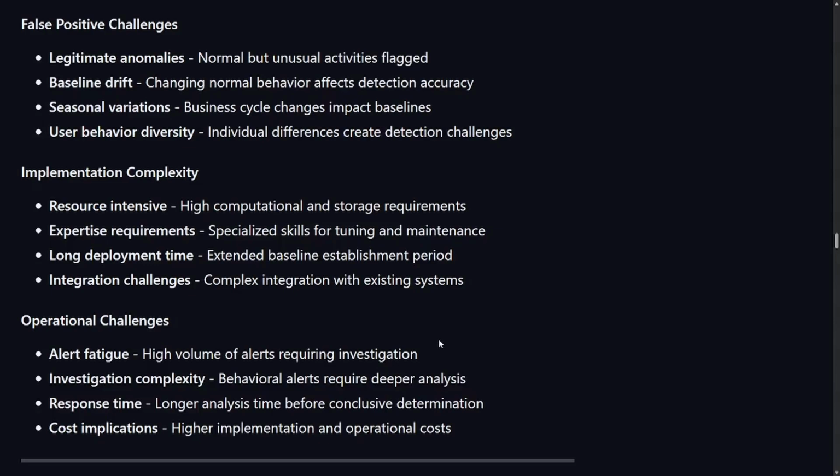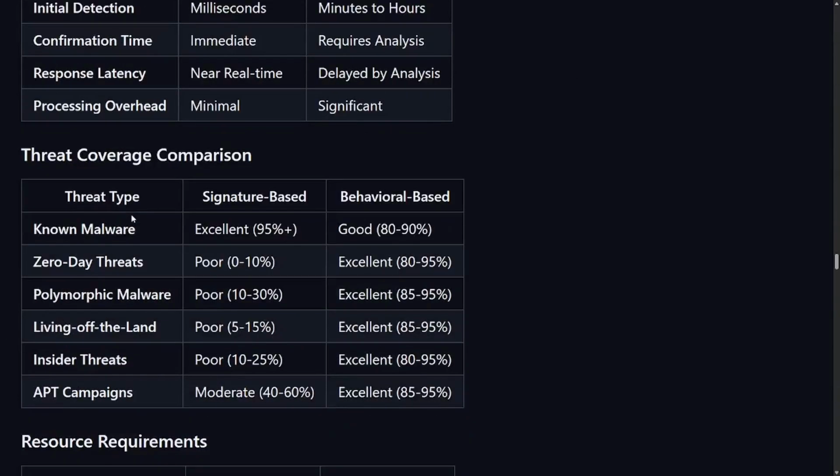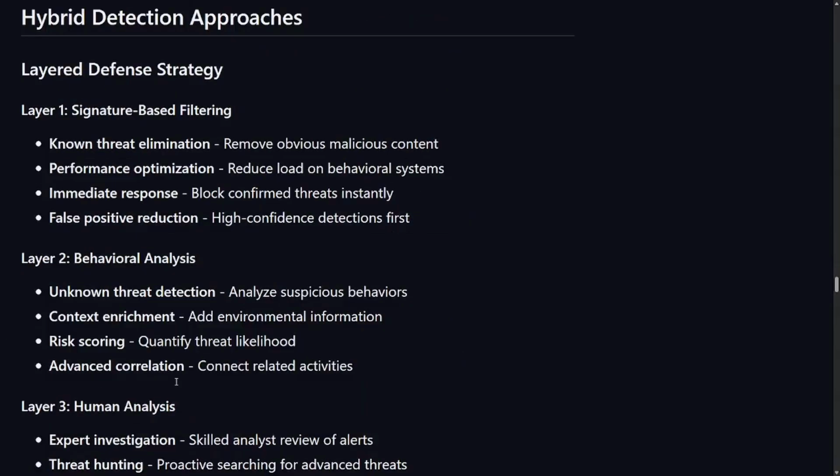Because users are going to be doing so much different stuff, you're probably going to be getting some false positives, right? On that UEBA stuff. For comparative analysis, we have initial detection, right? Minutes to hours, stuff like that. This is just little charts that you can look at. And then we have hybrid detection approaches, right?